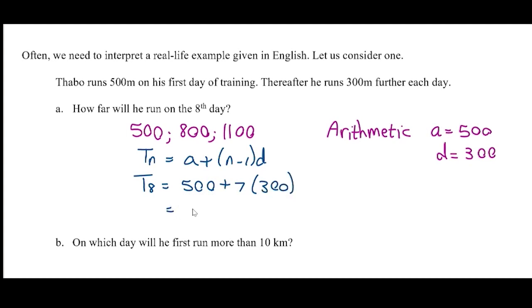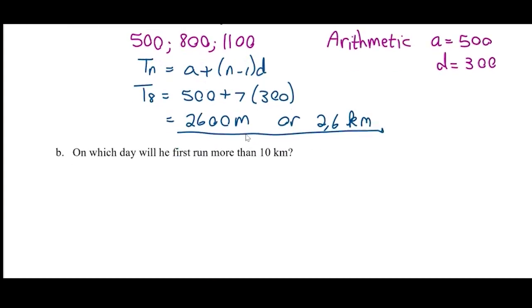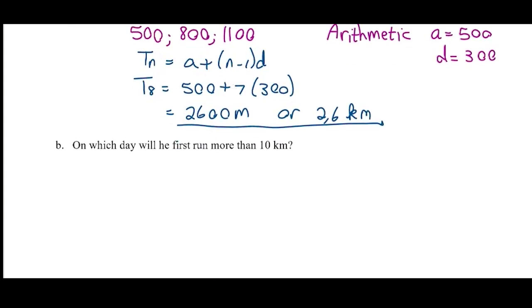Right, and it comes to 2600 meters. Right, remember the prefix kilo means 1,000. So if we divide this by 1,000, it would be 2.6 kilometers. Okay. On which day will he first run more than 10 kilometers? So now what we're wanting to find out is which term is equal to 10,000. Right, 10 kilometers, 10,000 meters.